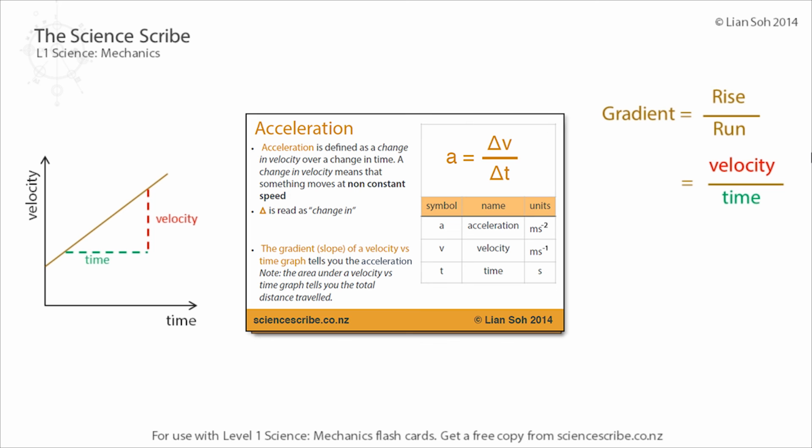The gradient, the slope, then gives me information about its acceleration, because if it's really steep, I could say it's got a high acceleration. If it's not as steep, I could say it's got a low acceleration.